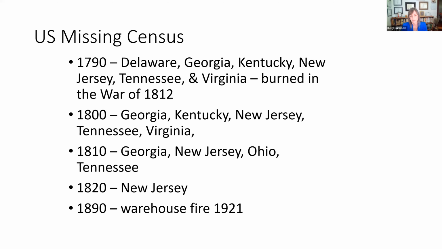1820 also has the New Jersey state missing. And then for all states, the 1890 census was destroyed in a warehouse fire in 1921. So there were some fragments that survived. However, in general, we know that in 1890, we won't find a census for our families.